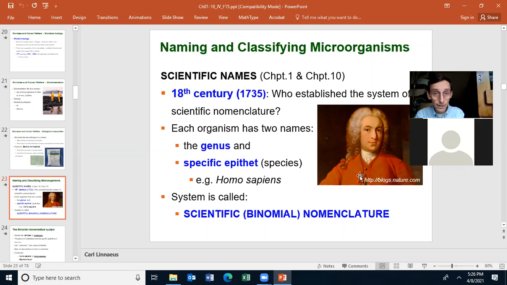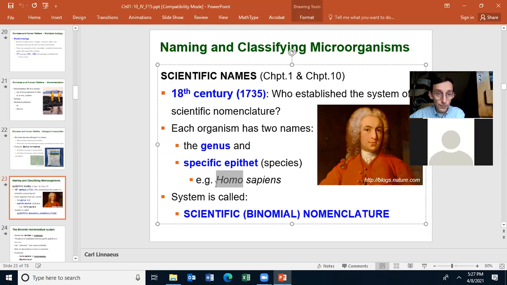And what he did was he gave each organism a scientific name, and it was based on two names, a genus name for the genus and then the specific epithet for the species. So all species have two names. For example, humans are called Homo sapiens, Homo being the genus, meaning man that walks on 2 feet, and sapiens is the specific epithet, meaning wise man. And that is our species name.